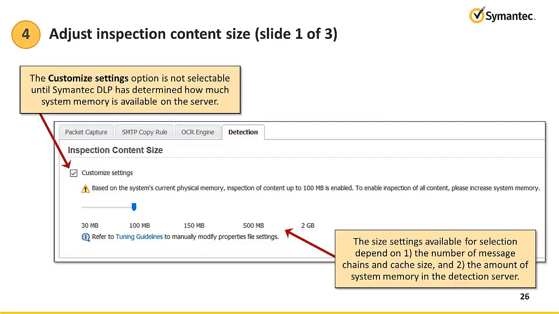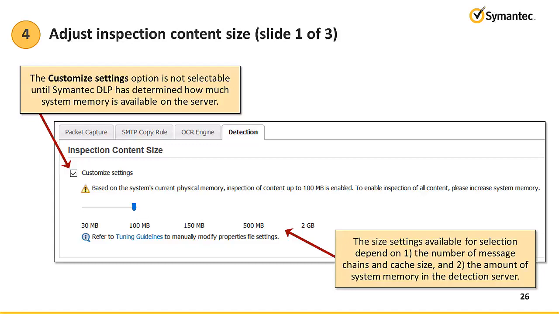Although the ability to increase this limit was available in previous versions of Symantec DLP, it required the DLP administrator to manually adjust an assortment of advanced settings for the detection server. With the inspection content size feature, now you just drag the slider control to the desired size, and Symantec DLP automatically adjusts the relevant advanced settings for you.